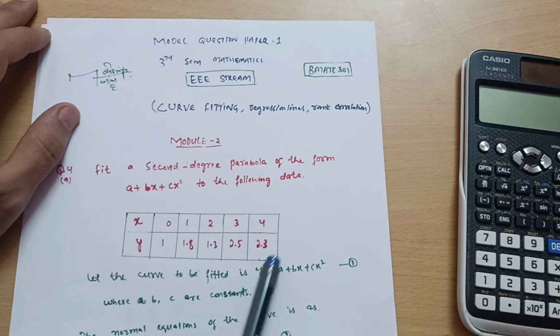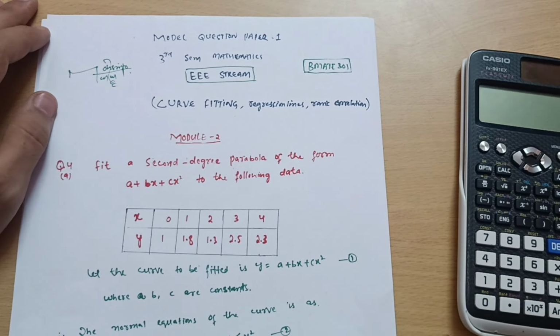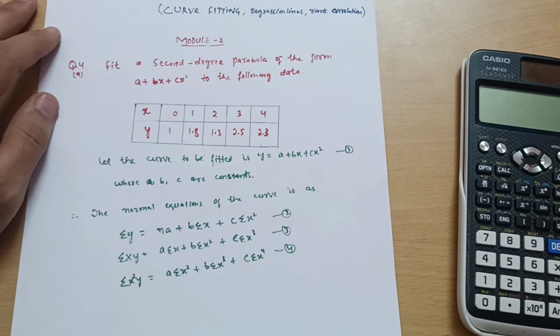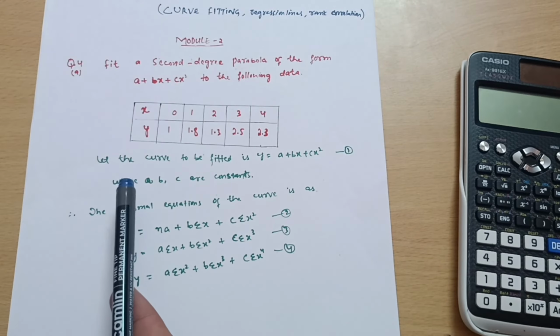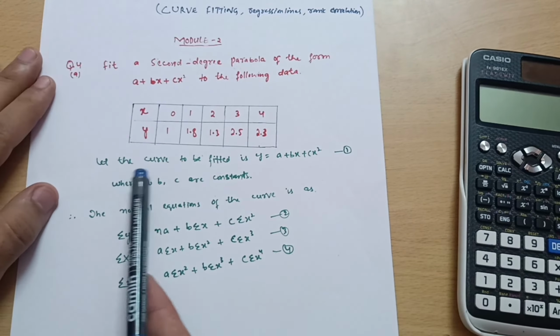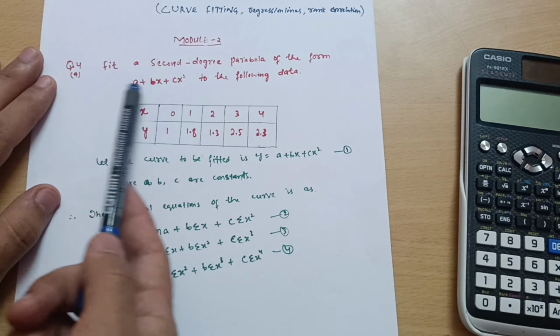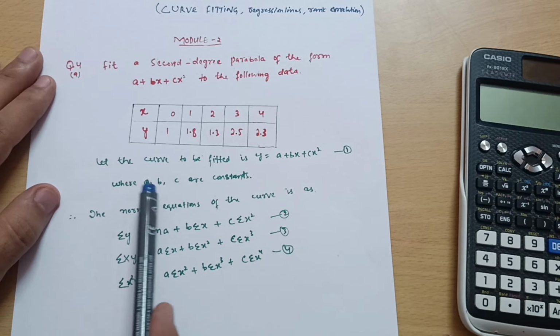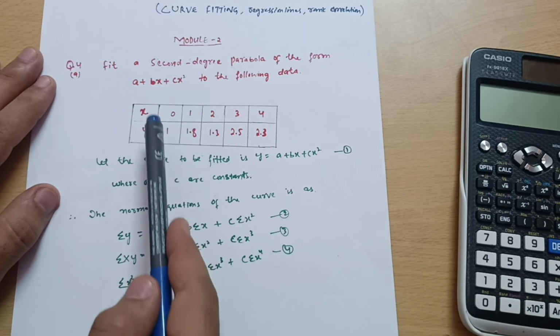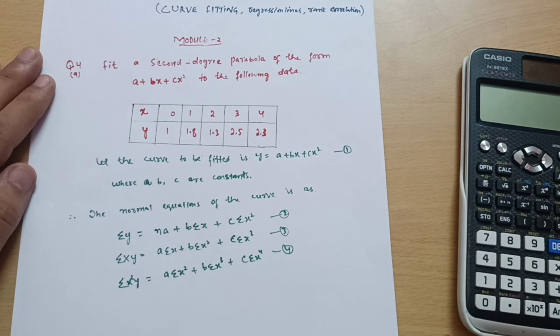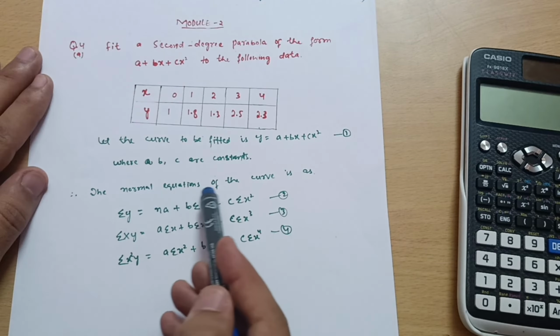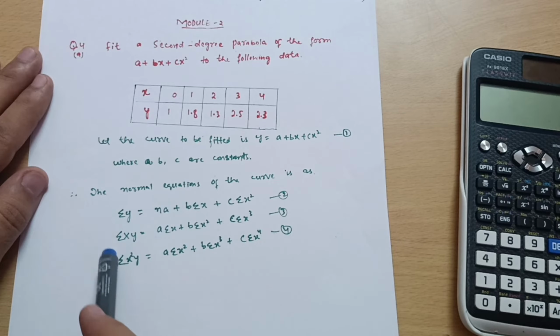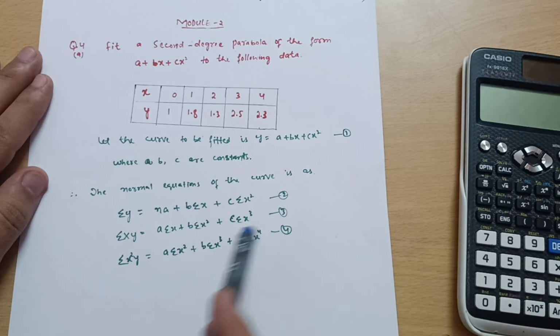So this is the data given, and for the second degree parabola there are some formulas which are available in your handbook. First of all, while writing the solution, you should write: let the curve to be fitted be y is equal to a plus bx plus cx square. This is the first equation, where a, b and c are constants which we are supposed to calculate in this particular problem. And the normal equations of the curve are given as follows. No need to remember these formulas, these are available in your handbook.